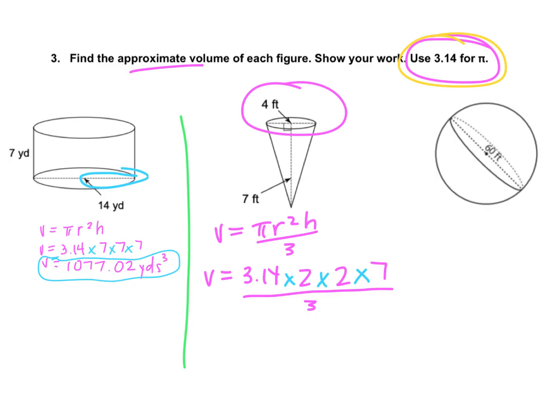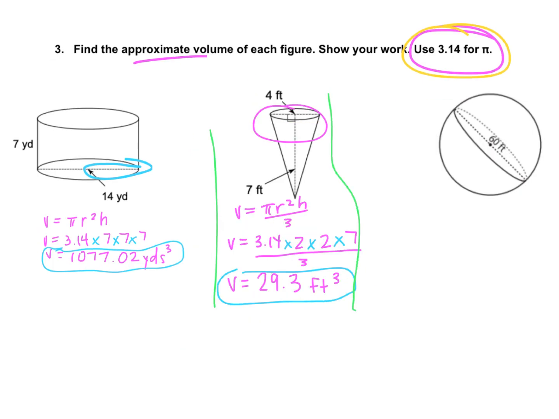So go ahead and calculate all of that. 3.14 times 2 times 2 times 7. Hit equals, and then divide that all by 3. So I am getting 29.30666. So I'm just going to go 29.3, and that is feet cubed, or cubic feet. Final answer.